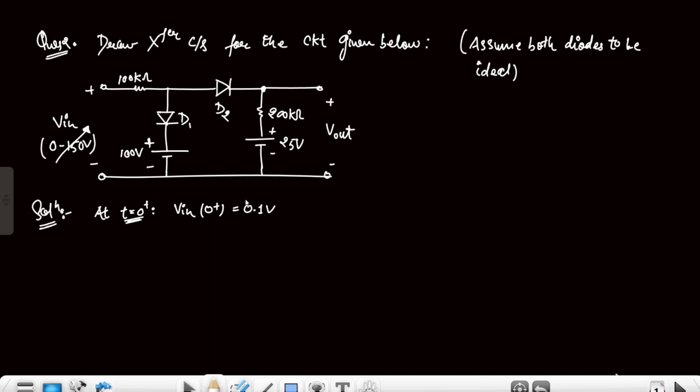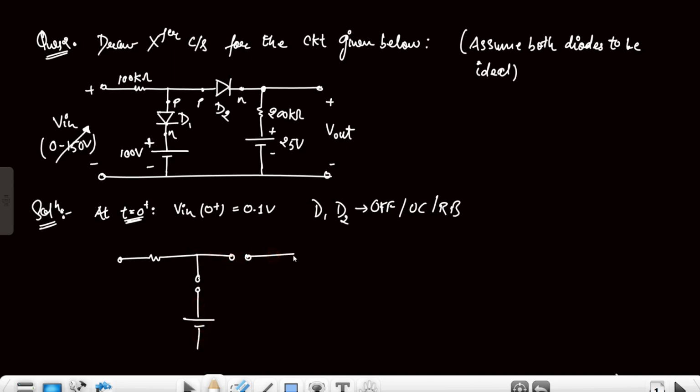For this value of input, both the diodes will be reverse biased because the higher positive voltages are connected at their negative terminals. So for this input supply, D1 and D2, both diodes will be off. It will be an open circuit, reverse bias. So the circuit will be like this: here this is the 100 kilo ohm, this is the open circuit, and here this is 100 volt, and this will be again open circuit. This is 200 kilo ohm and this is 25 volt.